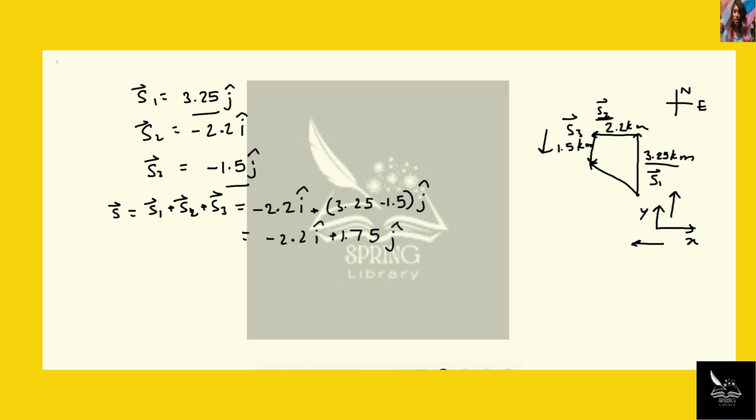Now, if you look at the diagram, you can see that this corresponds pretty properly with our numbers. We know that the x component is supposed to be negative and about 2.2, and the y component is supposed to be positive and about 1.75, and our y component is slightly smaller than our x component in the diagram, which is fine. Now, the magnitude of this vector would be square root of the sums of the squares of the components, which would be 2.2 squared plus 1.75 squared, which turns out to be 2.81 kilometers.